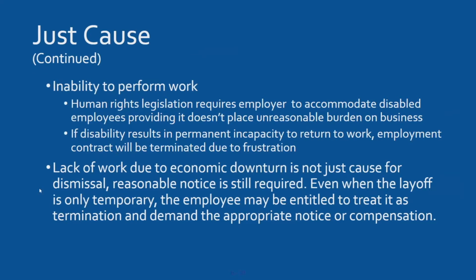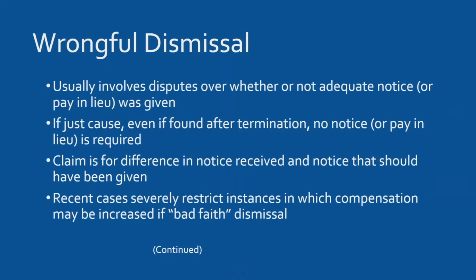Now, an employer can let people go because of lack of work or economic downturn. Still, they have to give reasonable notice. We look at the issue of wrongful dismissal too. Wrongful dismissal is when you are dismissed for the wrong reasons, and it usually involves disputes over whether or not adequate notice was given or whether just cause was achieved.